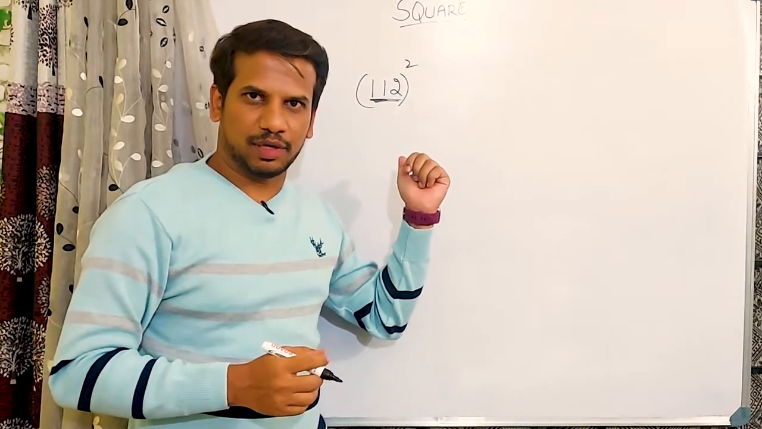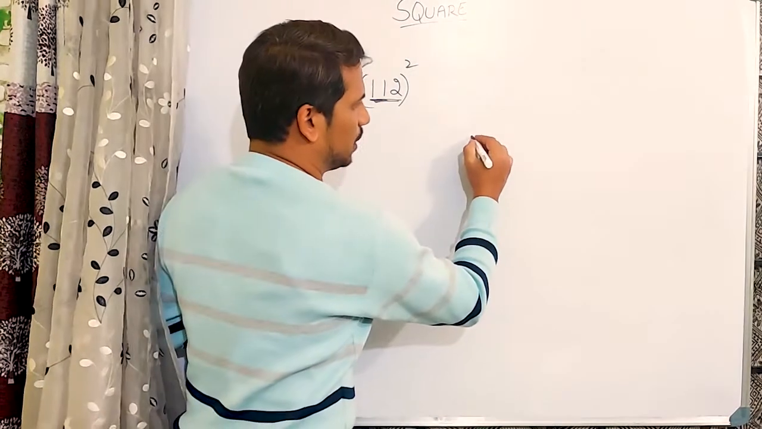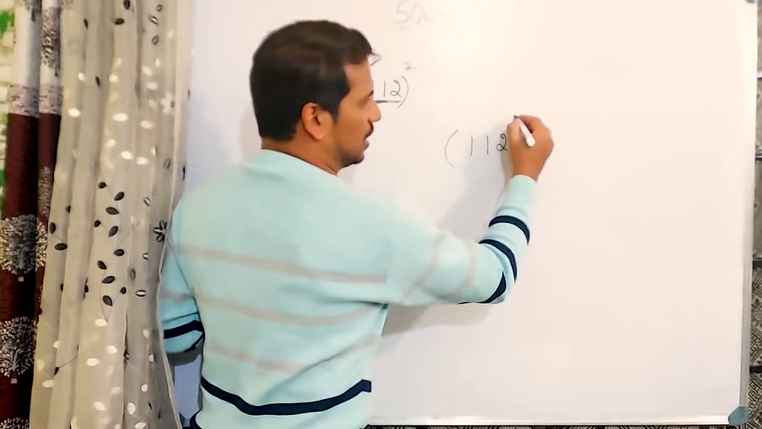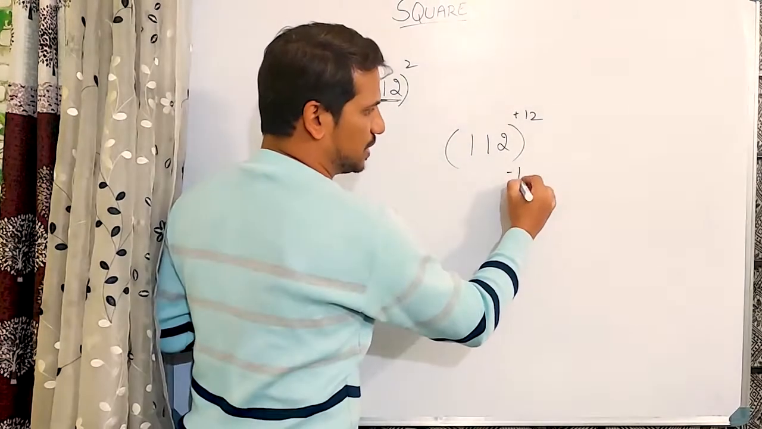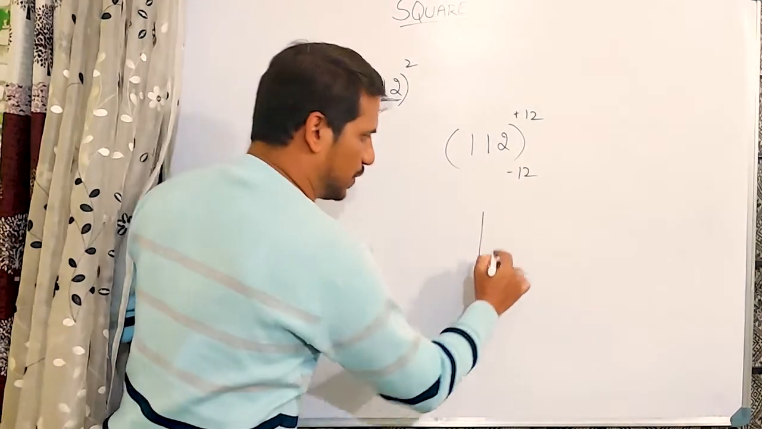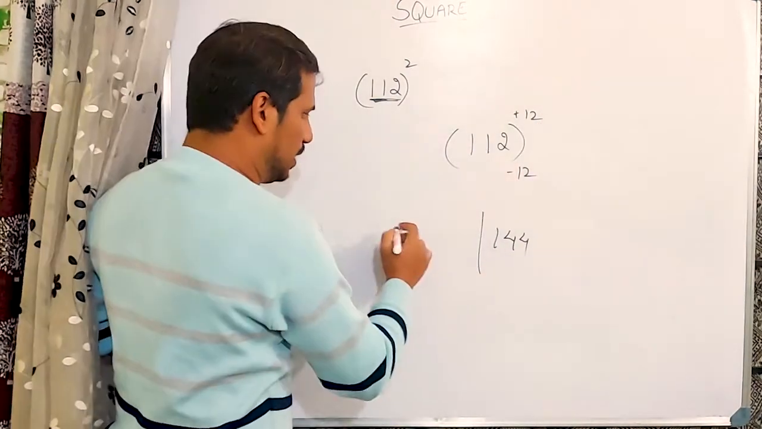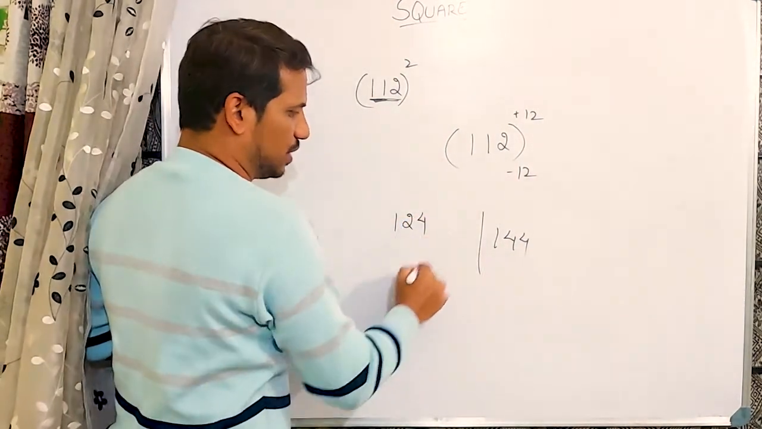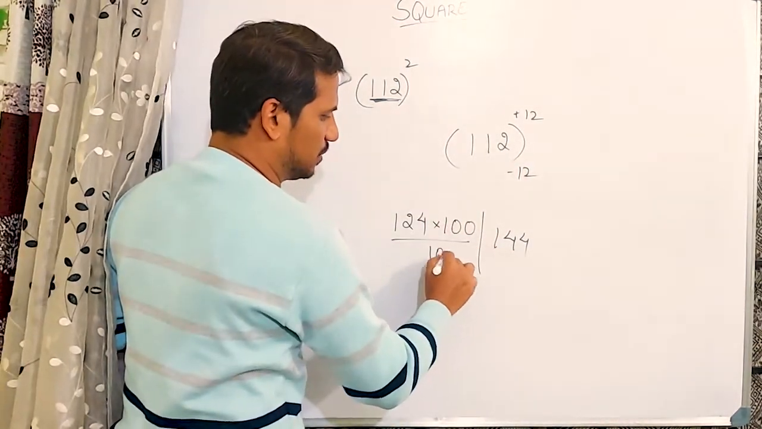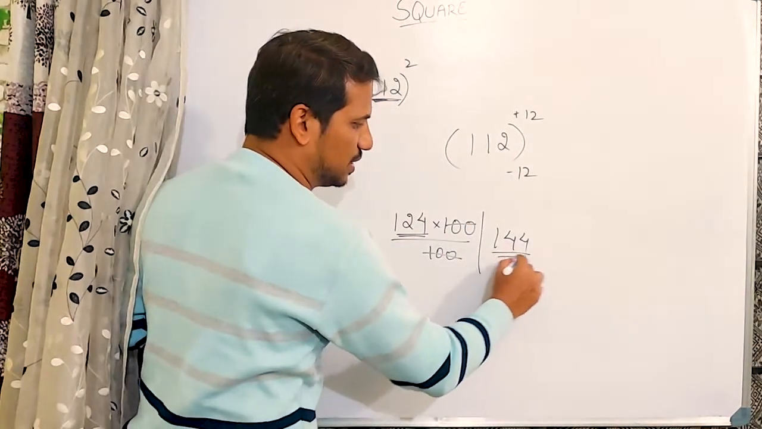Can we find the square of the number by using the trick 2 we did for 2 digit numbers? Yes, of course we can. So how? 112. How much is 112 exceeding 100? That is plus 12. Compensate with minus 12. Now let's see. Divide it into 2 parts. 12 square, that is 144. Now 112 plus 12, that is 124, into 112 minus 12, that is nothing but 100. So let's divide it by 100 to compensate. So gone. So remaining is 124, and here it's 144.